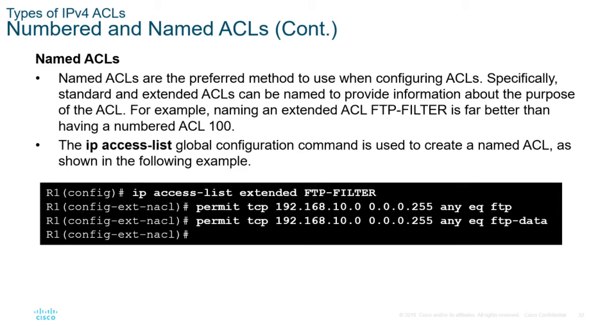So in this case, for their example, they're creating a named extended ACL called FTP-filter. And then once they do that, it drops them into what you can see, config-ext-nacl. That stands for extended named ACL. And that's in that configuration area. And then we write our rules in that section right there.